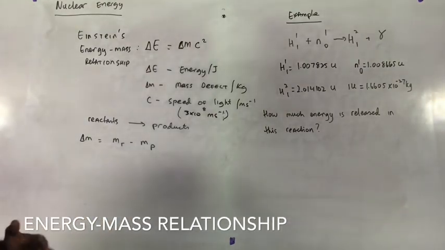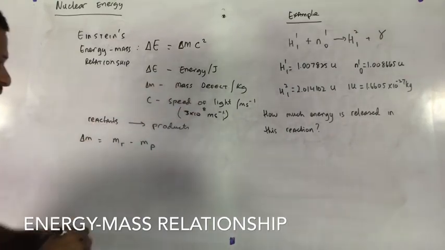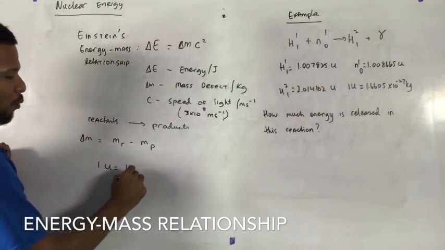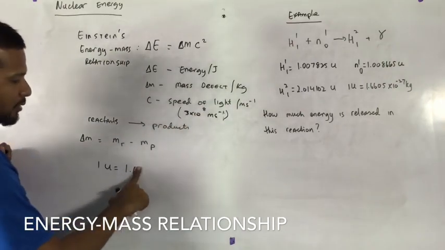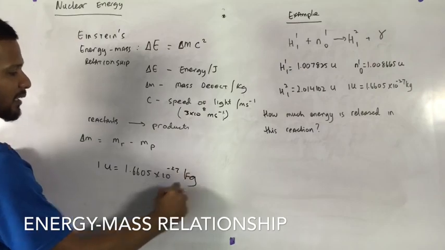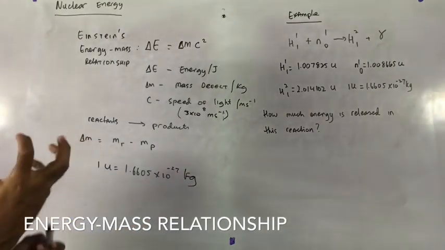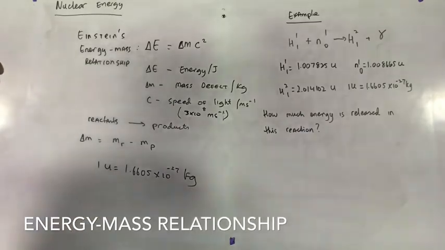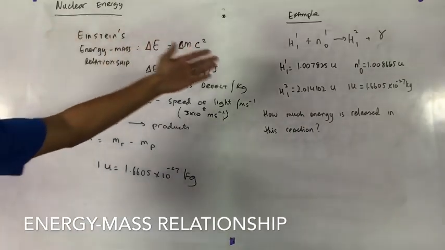So what they do is they use something called the atomic mass unit. And the atomic mass unit, which is 1 U, is equal to 1.6605 by 10 to the minus 27 kilograms. So because the values are very small, we use a new unit called the atomic mass unit. Okay? So how do we find the energy for a reaction?